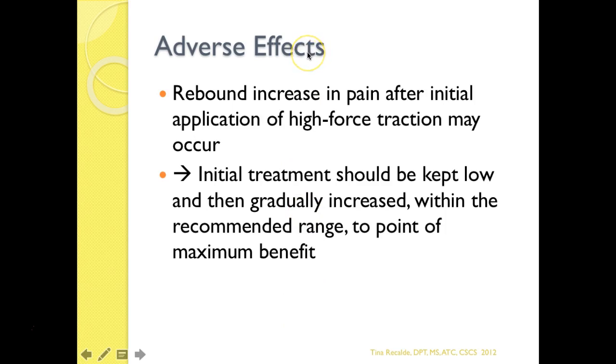Then we'll talk about the other adverse effects. So we all know about the rebound effect. We've been talking about that all semester long. So also with traction, we can imagine that you can get a rebound, an increase in pain after initial application of a high force traction. So you want to think about different things you can do to try and avoid that rebound effect. We know with the initial treatment, you want to keep it low force, and you're going to gradually increase it within the recommended range to the point of maximum benefit for that patient.